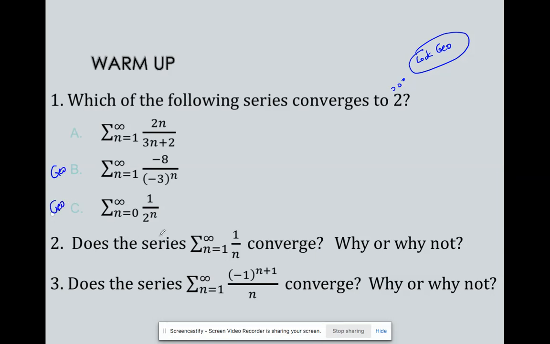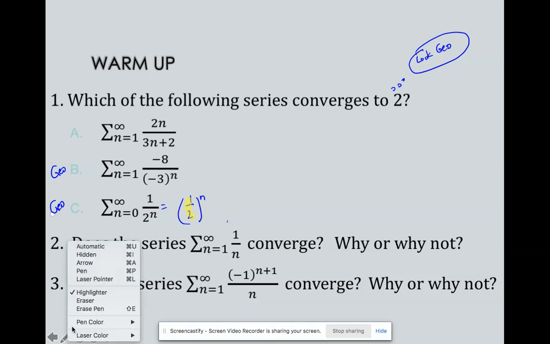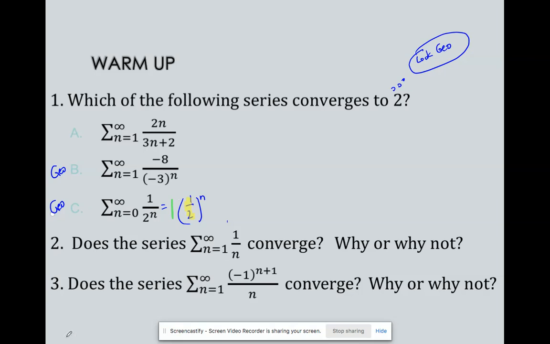So I kind of sort of see geometric here and here. Do you? I'm going to rewrite this as 1 over 2 to the n. And hopefully that then makes you realize that you have your common ratio r, and that your a value is 1. Given that my common ratio is a half and the absolute value of a half is less than 1, this infinite geometric series will converge, and further I can find the sum, which is a over 1 minus r.